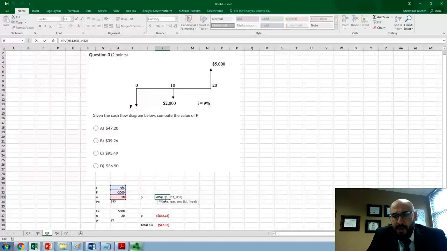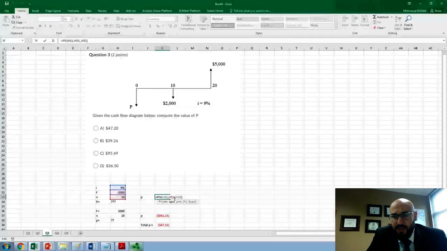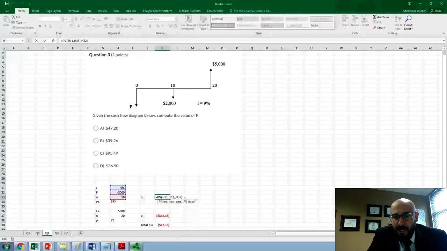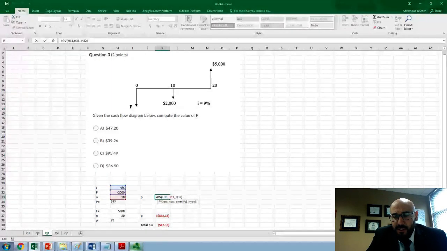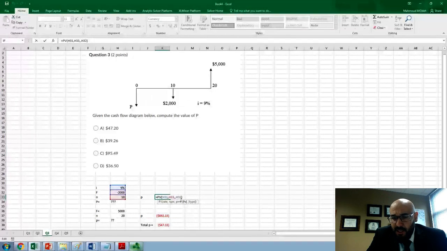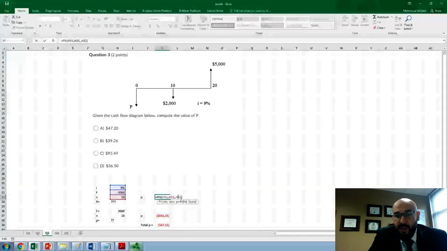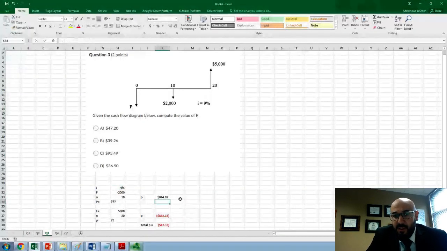So what would be the P? PV is equal to the rate, 9%. Number of years would be 10. Payment would be nothing, we don't have any payment here. And the future value, because we have to deposit this amount in 10 years from now, would be a negative 2,000. So the present value would be 844 for that amount.